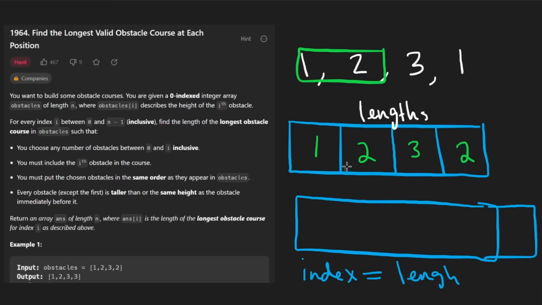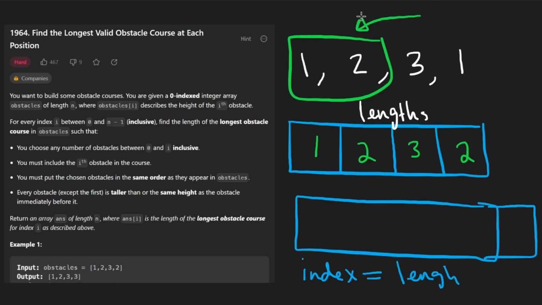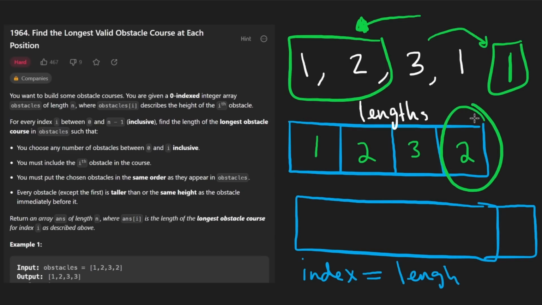I don't know about you, but I would rather choose this one because it has a smaller ending value, which is a 1. It gives us more flexibility. This subsequence has an ending value of 2. It gives us less flexibility. So if we encounter future ones, we can't add this 1 to this subsequence, but we can add that 1 to this subsequence. I hope that makes sense.